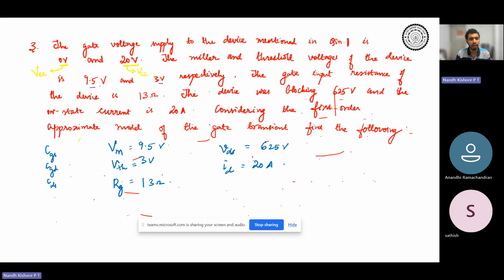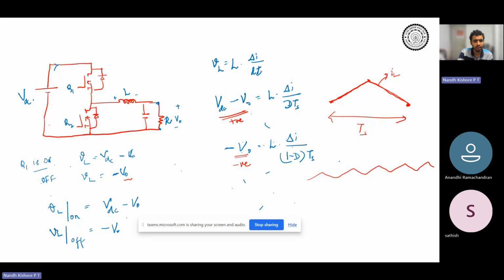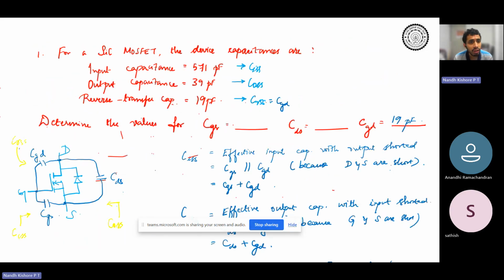Okay, so I'll just go through it once again. In the last class, we started off with some numerical problems, right? So the first problem that we solved was this. For a SiC MOSFET, the device capacitances are input capacitance 520 picofarad, output capacitance 39 picofarad, and reverse transfer capacitance 19 picofarad, right? So this is your CISS, COSS, and CRSS. So the question was to determine the values for CGS, CDS, and CGD, right?